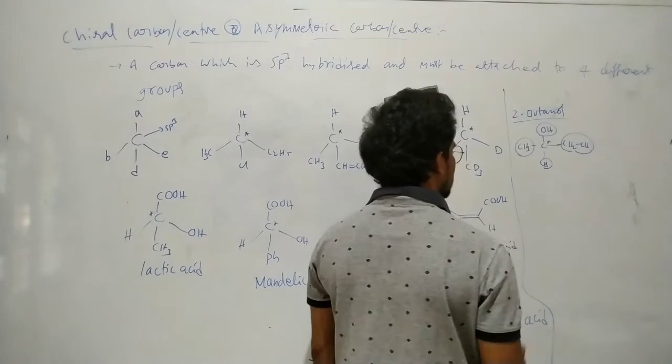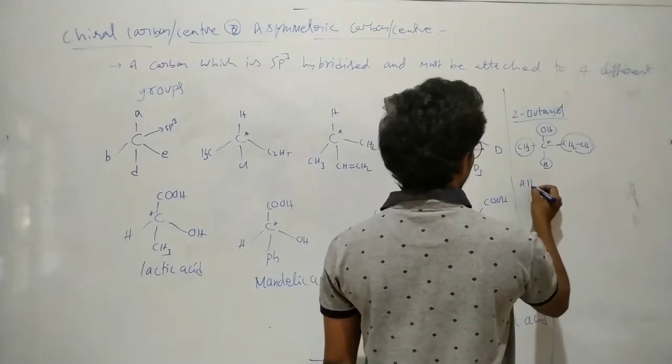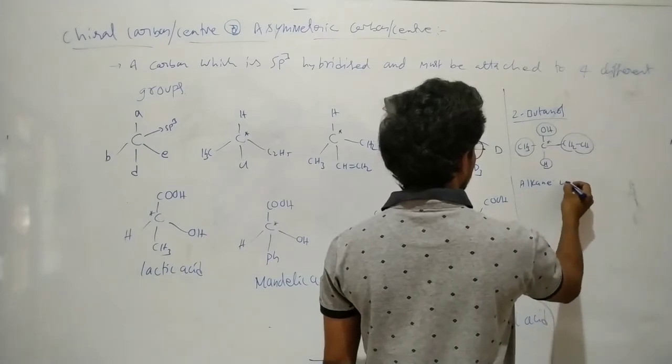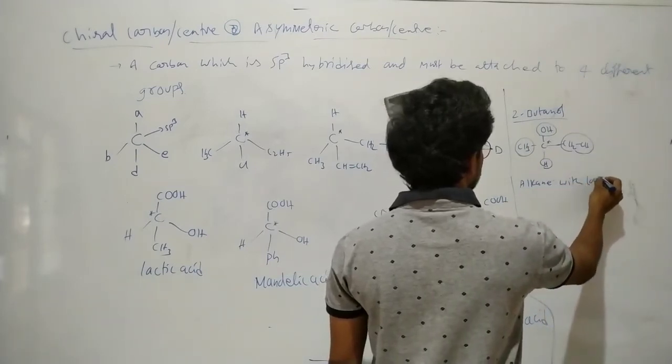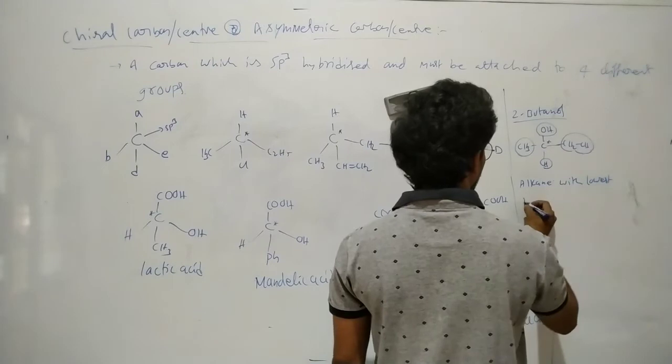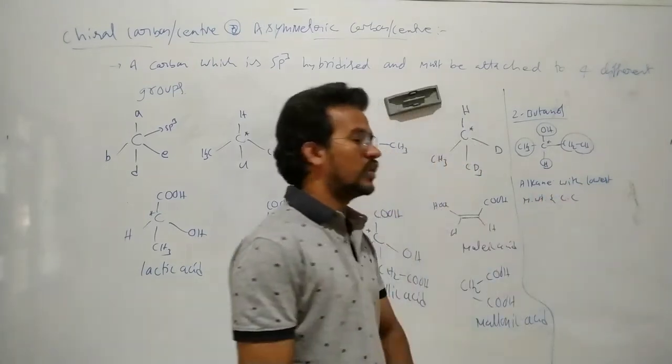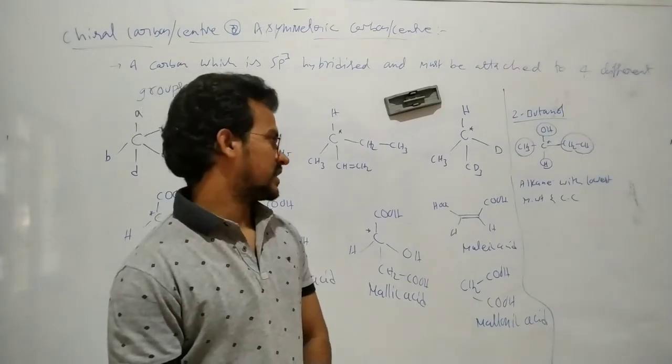Okay, here in this case, alkane. We can see this type of question: alkane with lowest molecular weight and chiral carbon.